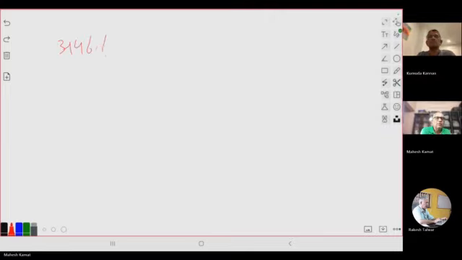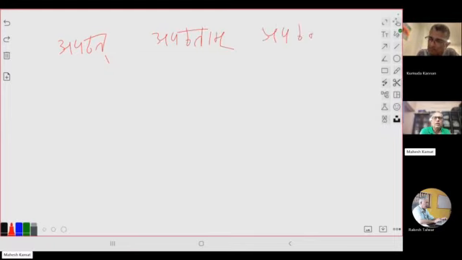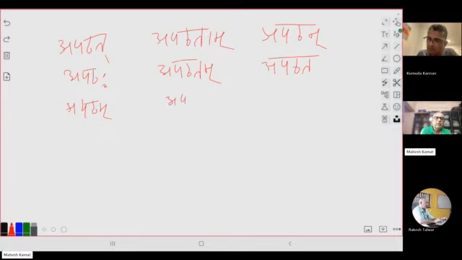apathat, apathatam, apathan, apathah, apathatam, apatha, apatham, apathava, apathama. Good. See, what I wanted you to observe was the pit halanta here.